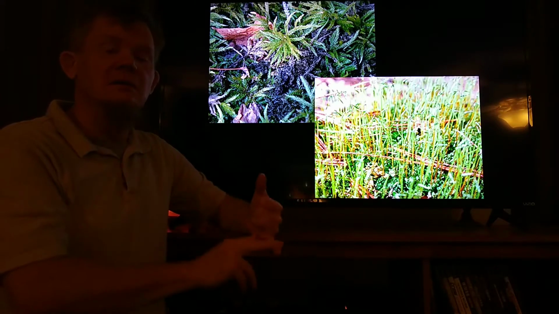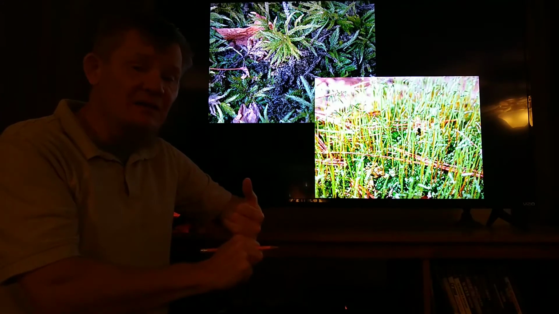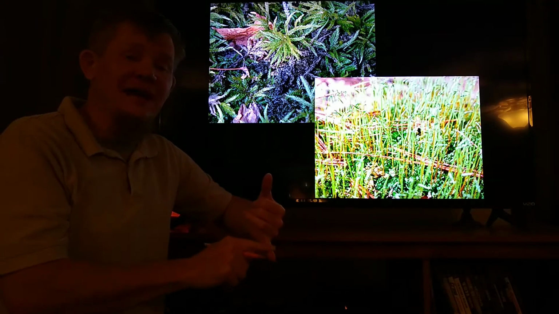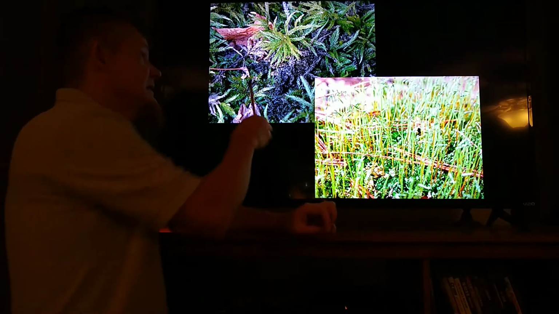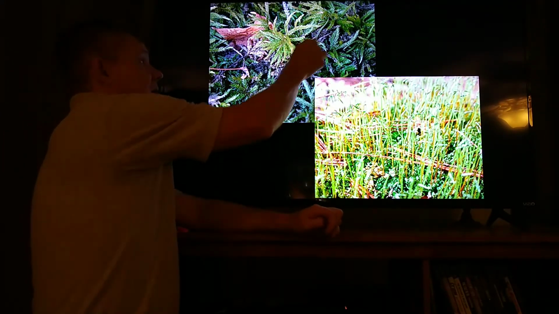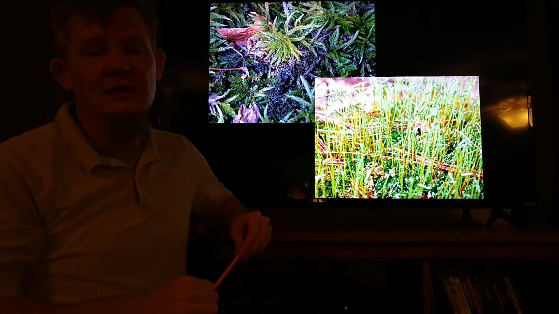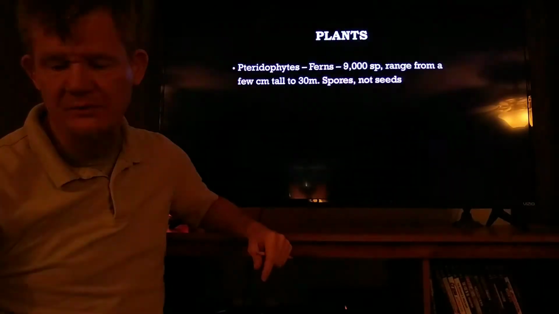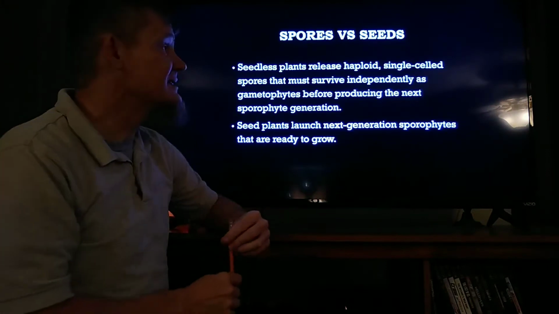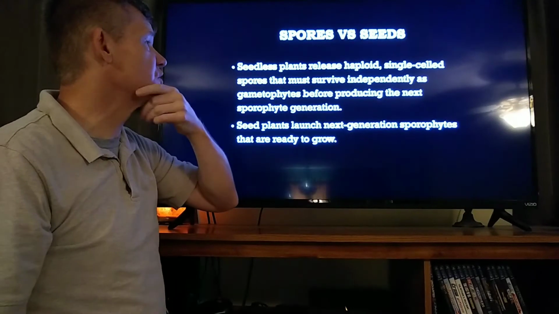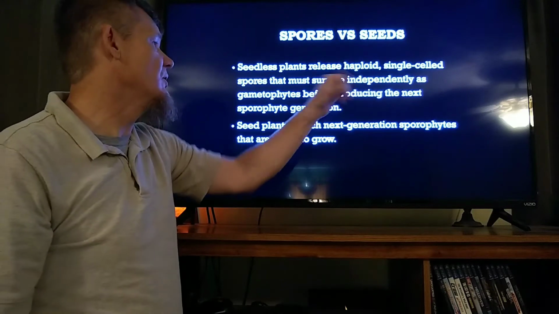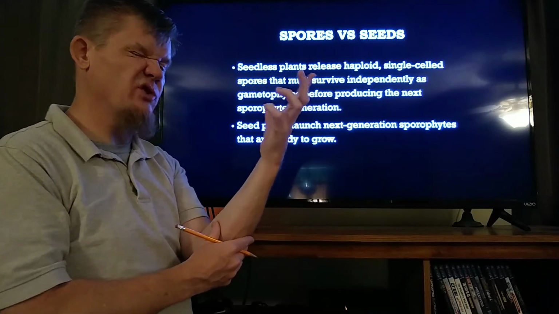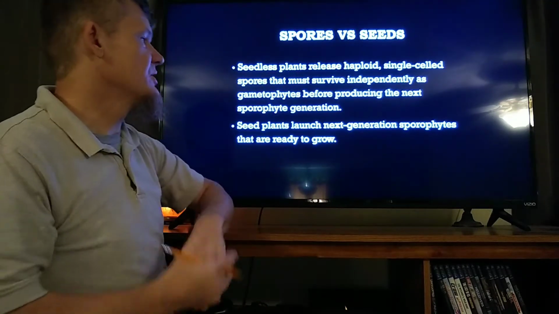A spore is a haploid clump of DNA, really, that has to live and survive on its own. And this is the cell, the plant that grows from a haploid spore that was released. Seedless plants release haploid single-celled spores that must survive on their own as the gametophyte generation. Remember, we talked about the gametophyte generation. That's the one for a moss that actually looks like a little bitty tree, before producing the next sporophyte generation.